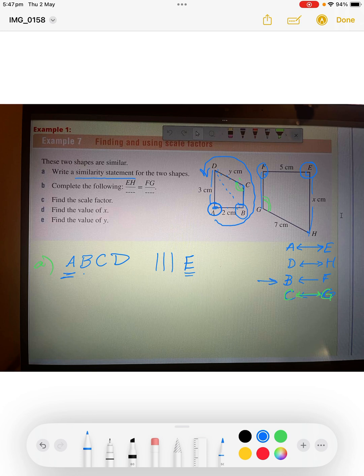Now we finish our part A and says that A, E, B comes next. So B corresponds with F. So we've got to put F second. C is third. C corresponds to G. So G must go third. D is last. D corresponds to H. So H must go in the last position. So we've got our answer for part A.